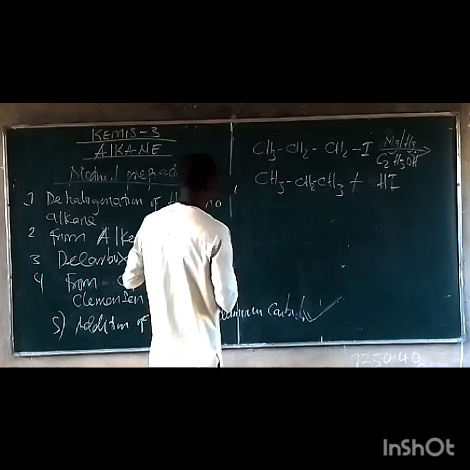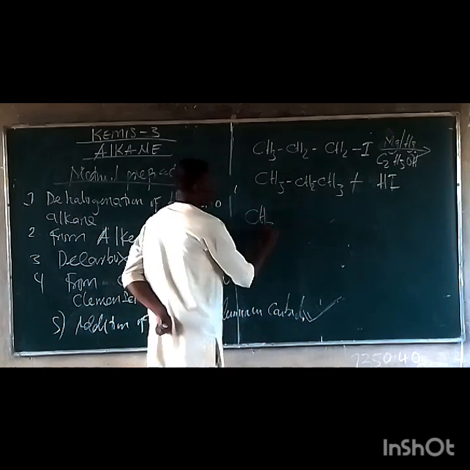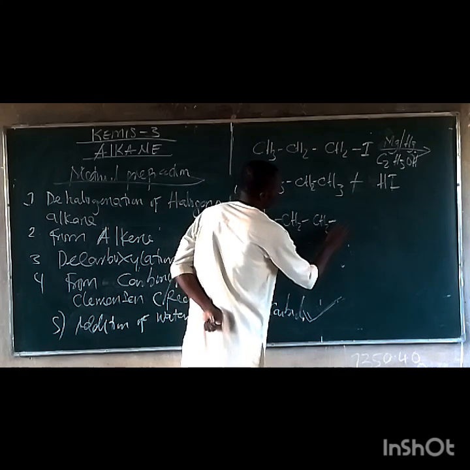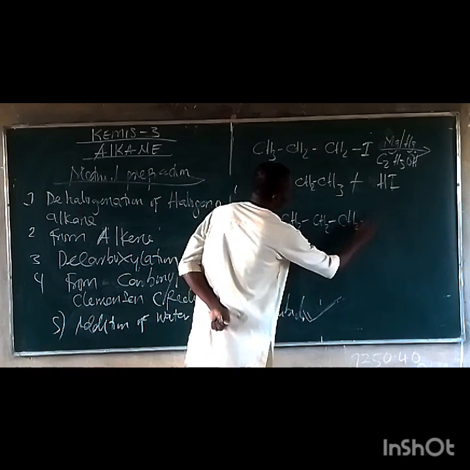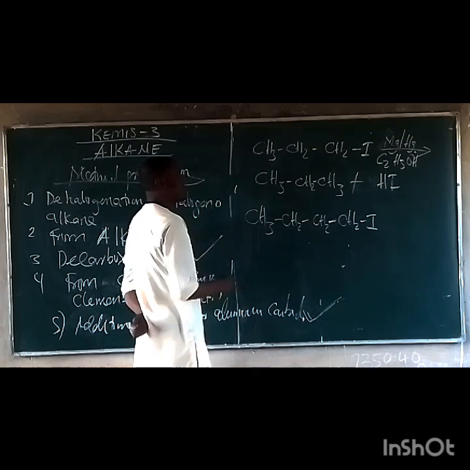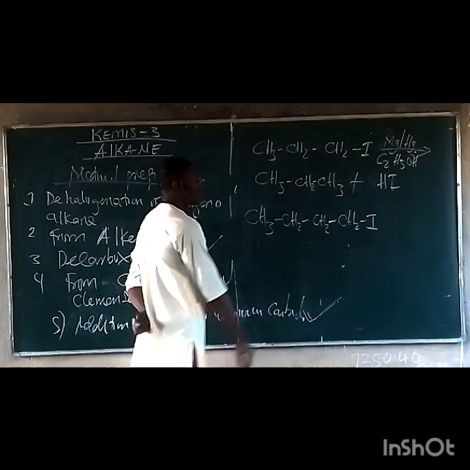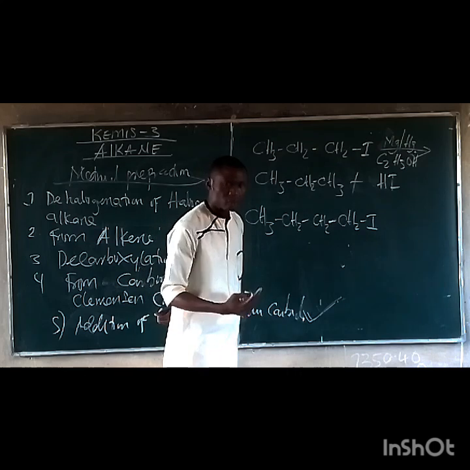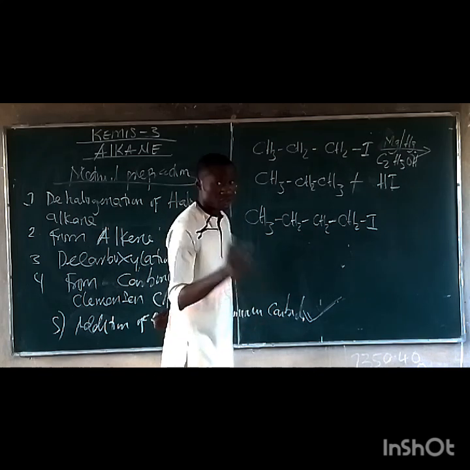Okay, so let's go back to the board. So we have CH3, and then CH2, and then CH2, and then also CH2, and then we have iodine. So this is iodobutane. If you don't know how to name compounds, we have a video for that. Check it out so you can know what we're seeing.